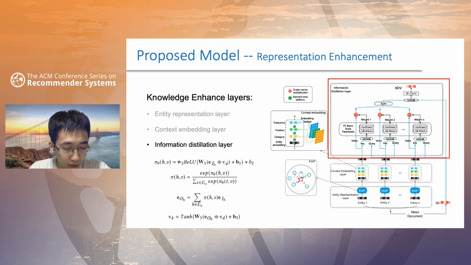The third layer is the information distillation layer. The final importance of an entity is not only determined by its own message, but also influenced by the other entities in the article and the topic of the article. So we use an attentive mechanism to merge all the entities' information into one output vector. We follow the technique in the transformer, query, key and value, in this layer.